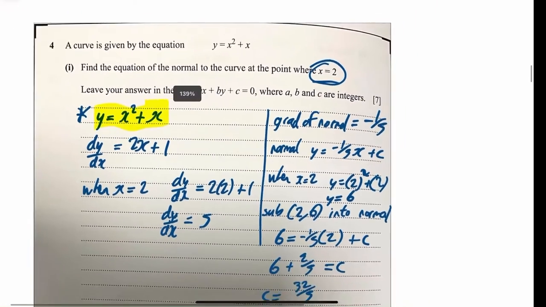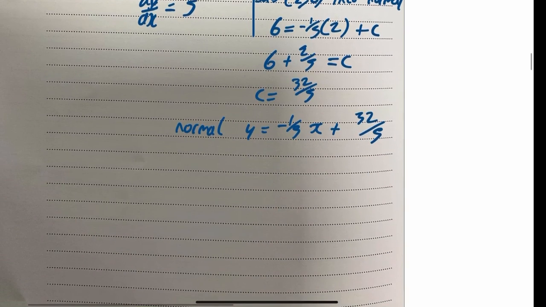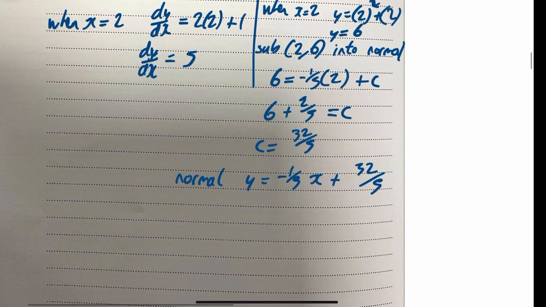Okay, normally this would be all right to give you full marks, but read the question carefully. The next part of the question, which I don't think I read out to you, said leave your answer in the form ax plus by plus c, where a, b, and c are integers. So first of all, here we haven't got everything on the one side, and also they're definitely not integers, so we're going to have to sort that out.